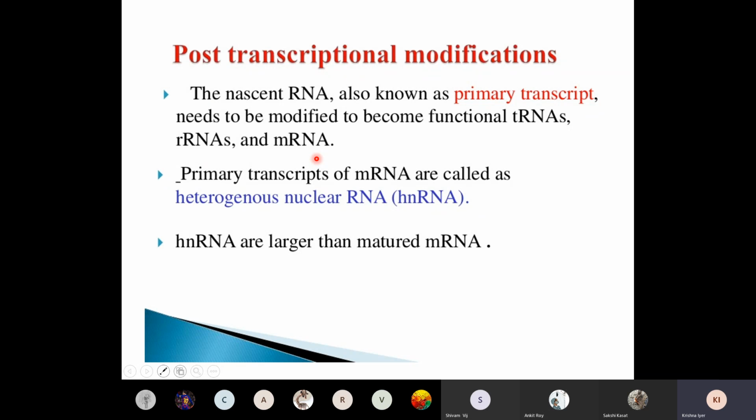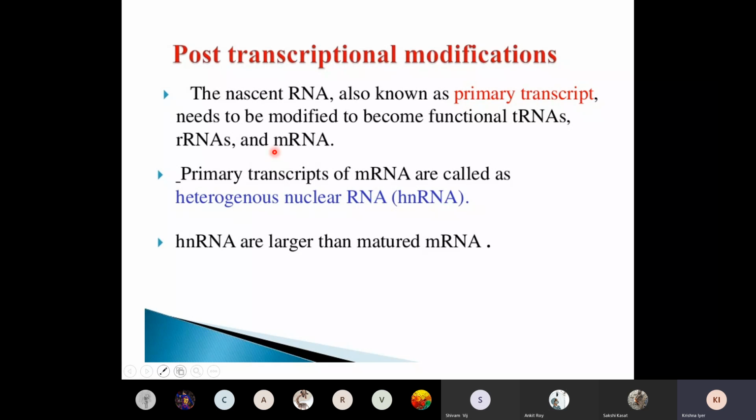Okay, so tRNA production by PTM and rRNA production by PTM. PTM stands for post-transcriptional modification, and it occurs both in prokaryotes as well as in eukaryotes. But PTM of mRNA, which is involved in giving you protein, occurs only in eukaryotes.